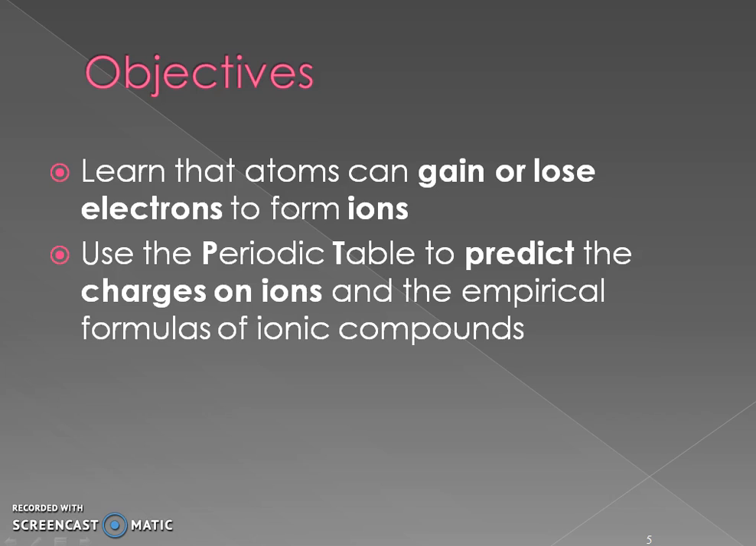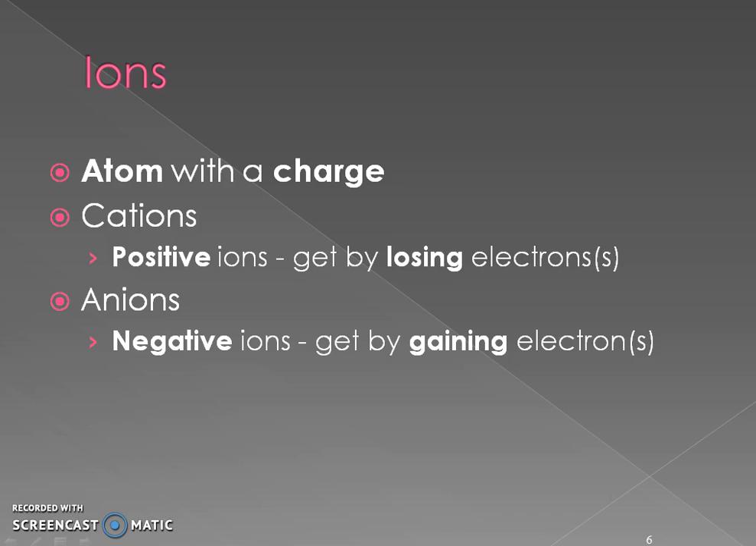In this particular section, you should learn that atoms can gain or lose electrons, and when they do, they form ions. You should be able to use your periodic table to predict the charges on those ions, depending on the group that they're in on the periodic table. Again, this is more review from Chem 1, but this might be a particular section or video that you want to keep on hand and refer back to as we go through the course.